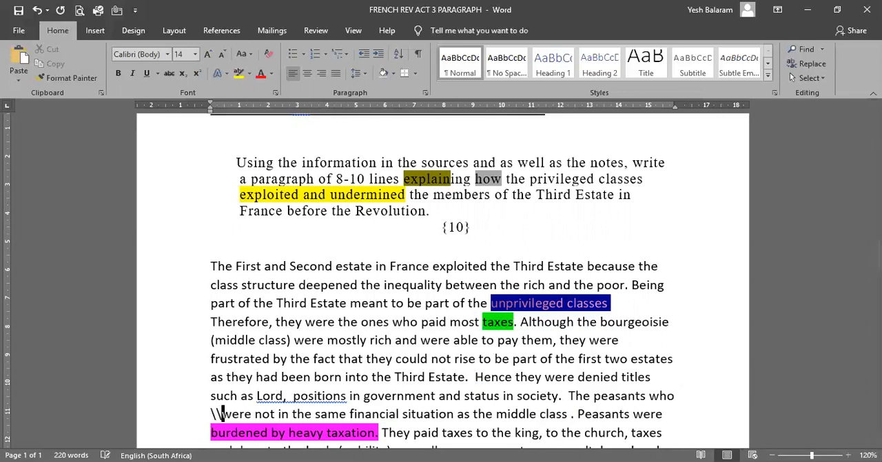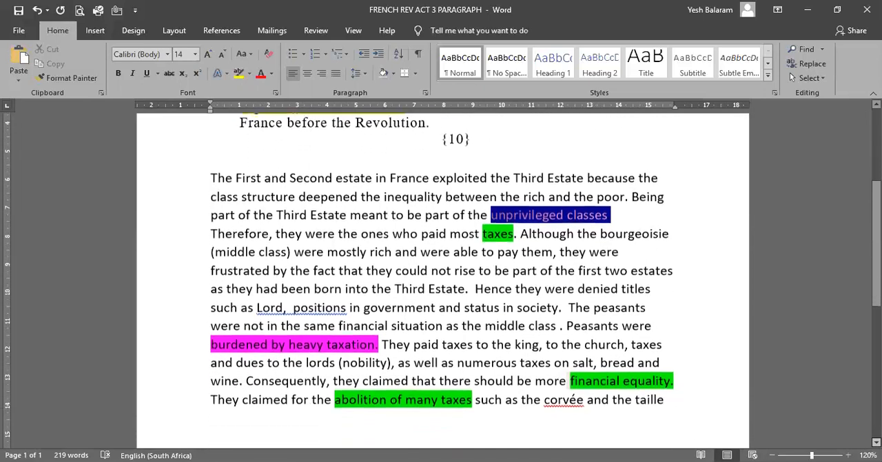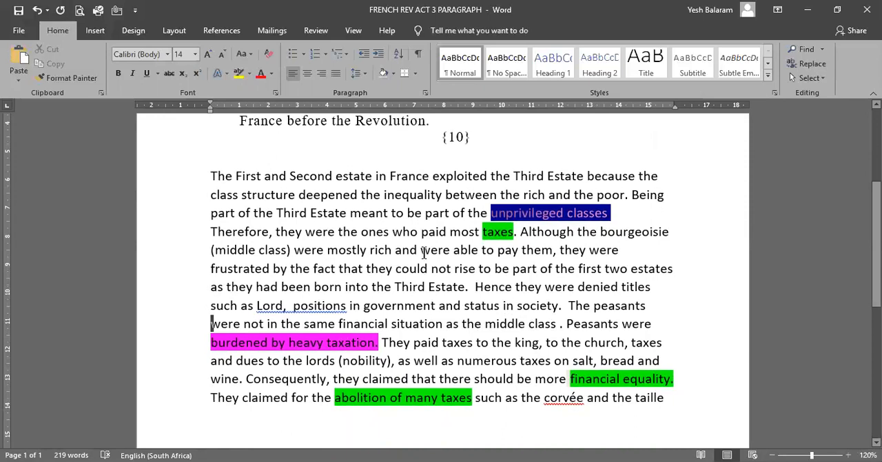were not in the same financial situation as the middle class, meaning they did not have the financial resources that the middle class had. So in what way were they exploited? Peasants were burdened by heavy taxation, and I've highlighted this in different colors to show you what the key points are here which need to be discussed. They pay taxes to the king, to the church, taxes and dues to the lords or the nobility, as well as a number of taxes on salt, bread, and wine.